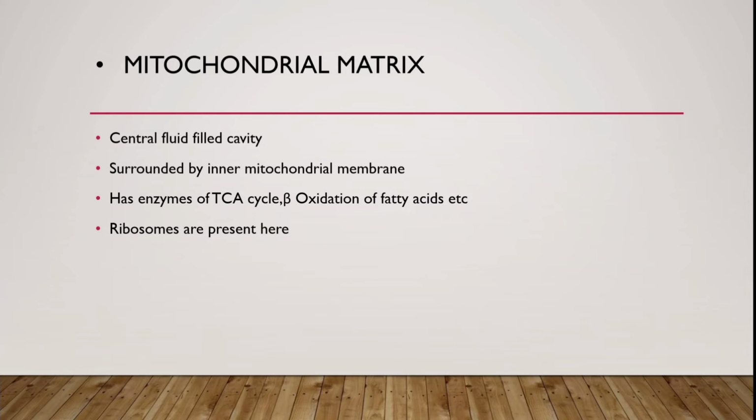Next part is an important part of the mitochondria, that is the mitochondrial matrix. It is a central fluid filled cavity, and it is surrounded by the inner mitochondrial membrane. The mitochondrial matrix is the site of the TCA cycle, beta oxidation of fatty acids, etc. Ribosomes are present here and DNA is also present here. This is the major part of the mitochondria.